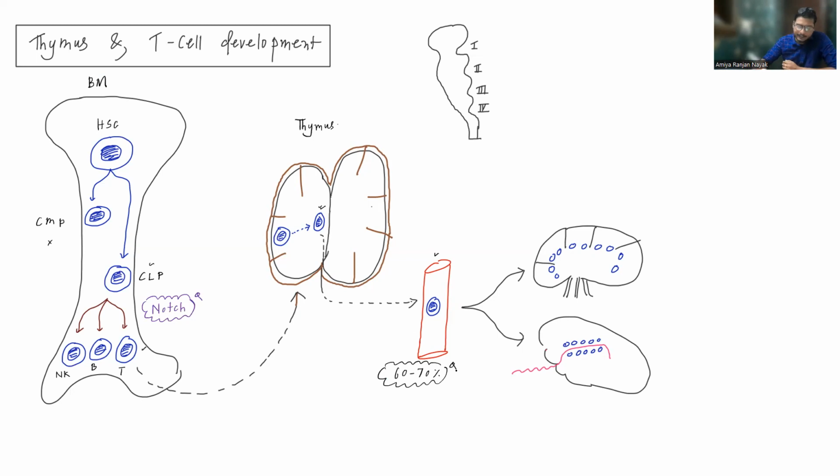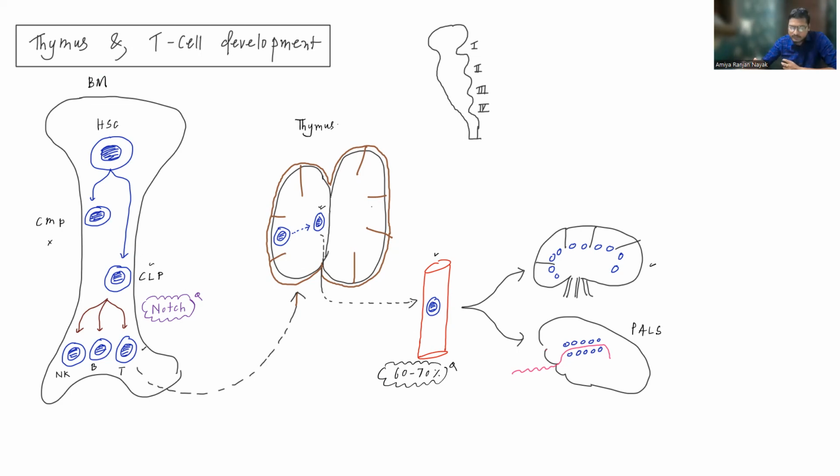And from this circulation, these T lymphocytes can go into the secondary lymphoid organs like the lymph nodes and the spleen. In the lymph node, they will populate the paracortex area. This we have already discussed. And inside the spleen, they will populate the periarteriolar lymphoid sheath. So this is how the T cells mature and go into the circulation and the secondary lymphoid organs.